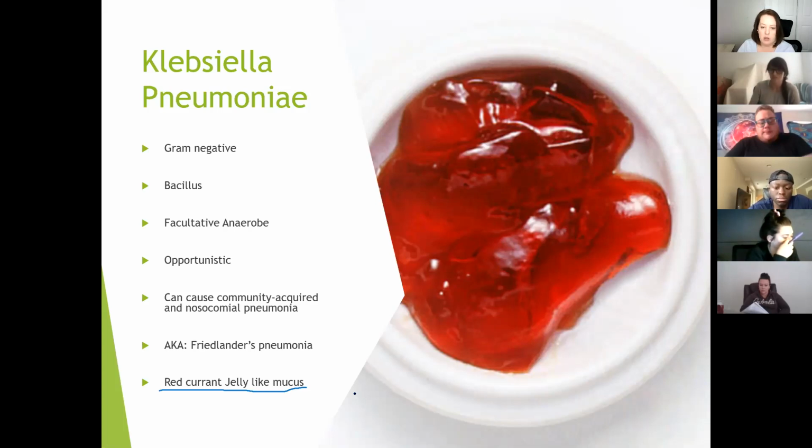And healthy people usually don't get it. So when we talk about it as a pneumonia, it's usually going to affect those, again, who are very old, very young, or immunocompromised.